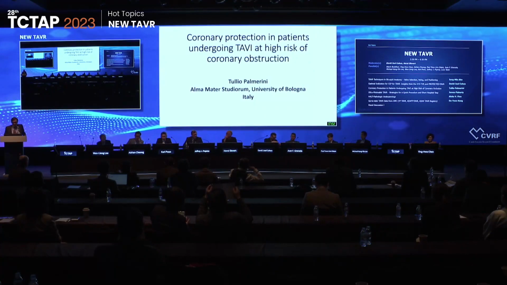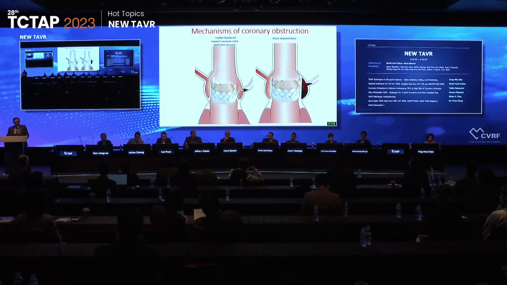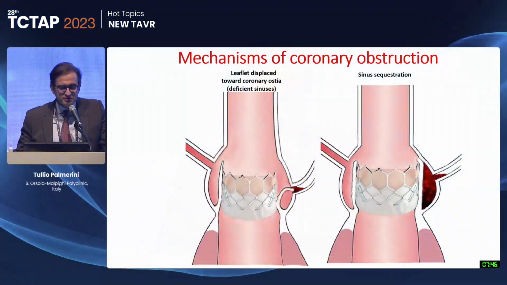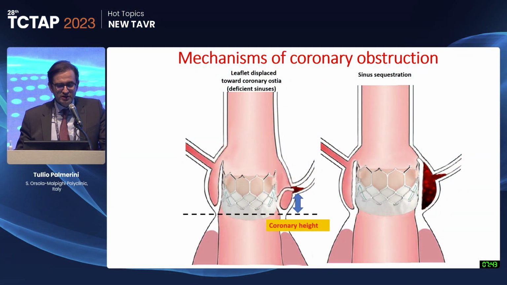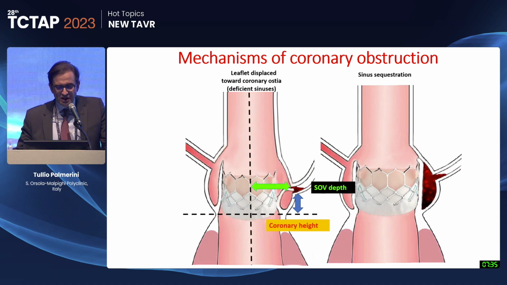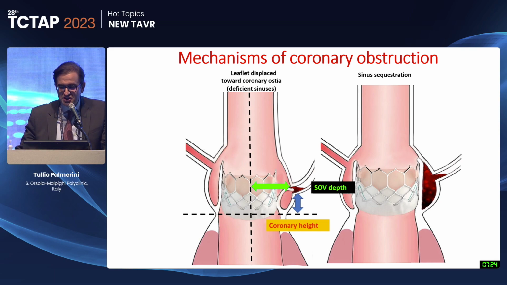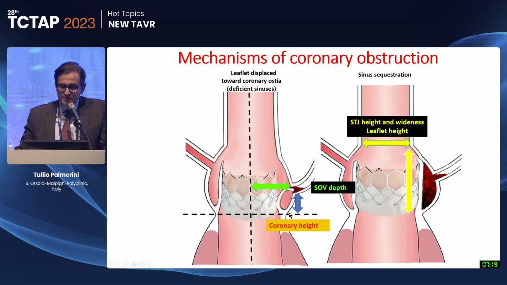Thank you. So there are basically 2 mechanisms for coronary obstruction. The first is leaflet displacement, such that leaflets are displaced toward the coronary ostia in deficient sinuses, and the risk factors for this mechanism are coronary height and sinus of Valsalva depth. Then we have the other mechanism, which is sinus sequestration, in which the leaflet seals at the sinus level, and risk factors for this mechanism are STJ height and width, leaflet height, and of course coronary height.